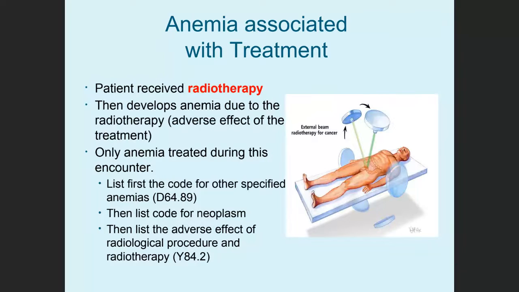Okay, sometimes a patient develops anemia due to radiation therapy. In this case, if only the anemia is treated during this encounter, list first the code for other specified anemias, D64.89, then neoplasm and adverse effect. Note that the code for the adverse effect is different than the one for chemotherapy or immunotherapy. This is a Y84.2 code from the external cause section. This is not the T code we had before.